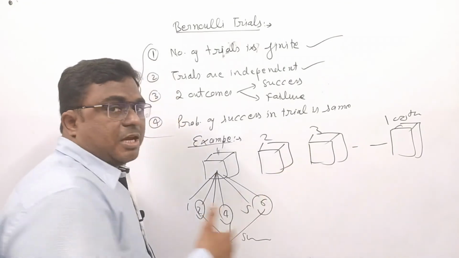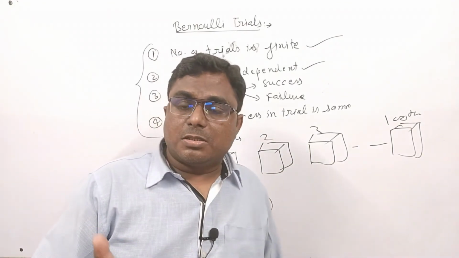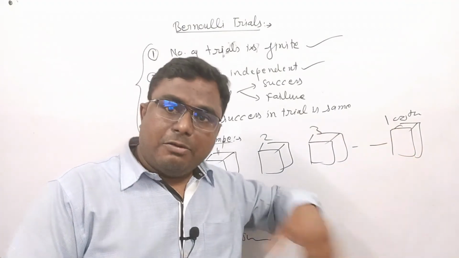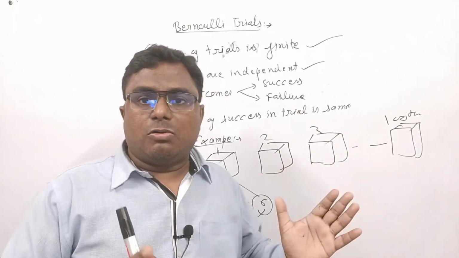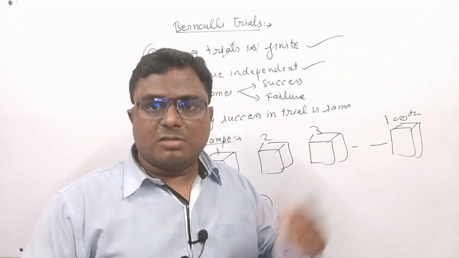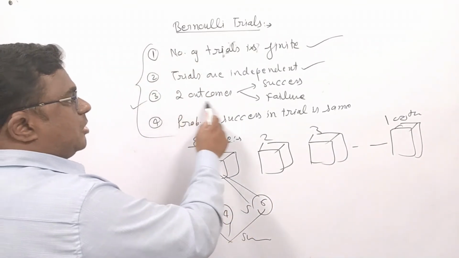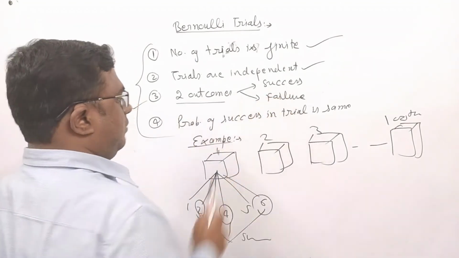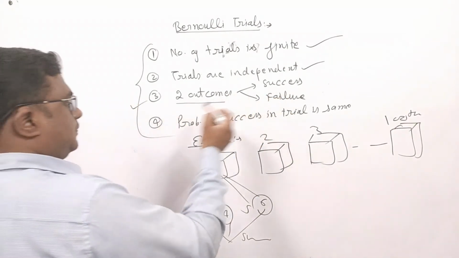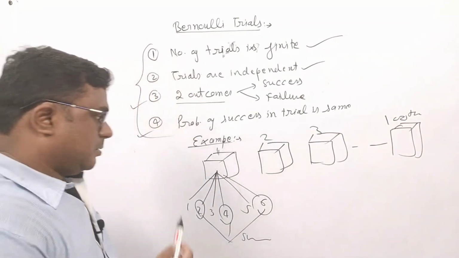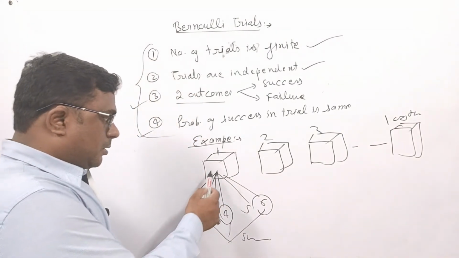In the same way, the second trial will also have the same 2 outcomes, and every throw of the die will have the two outcomes called success, failure. So condition number 3 is satisfied, that each trial has 2 outcomes, success and failure. Condition number 4, probability of success in each trial is the same. How is it happening here?